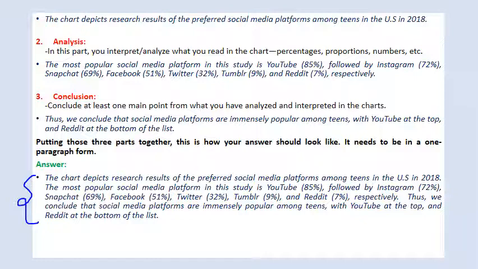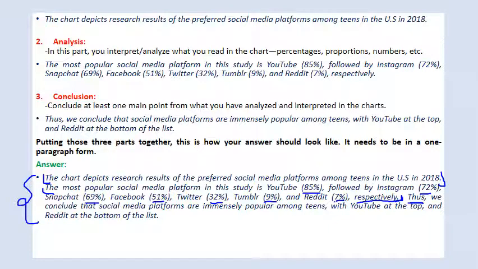The chart depicts research results of the preferred social media platforms among teens in the US in 2018. That is 1/3 of my grade. Now the analysis. The most popular social media platform in this study is YouTube. Include the percentage. Followed by Instagram, Snapchat 69%, Facebook 51%, Twitter 32%, Tumblr 9%, and Reddit 70% respectively, meaning consecutively or after each other, as you know from math. I listed them from the most or from the highest to the lowest.